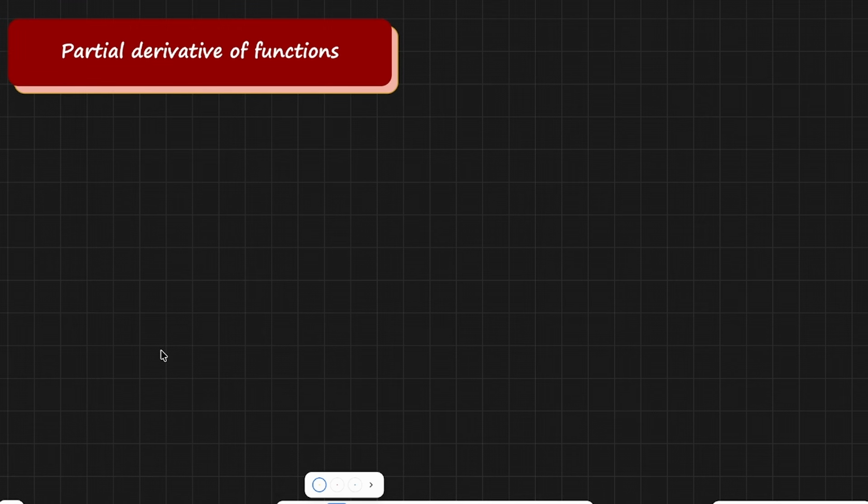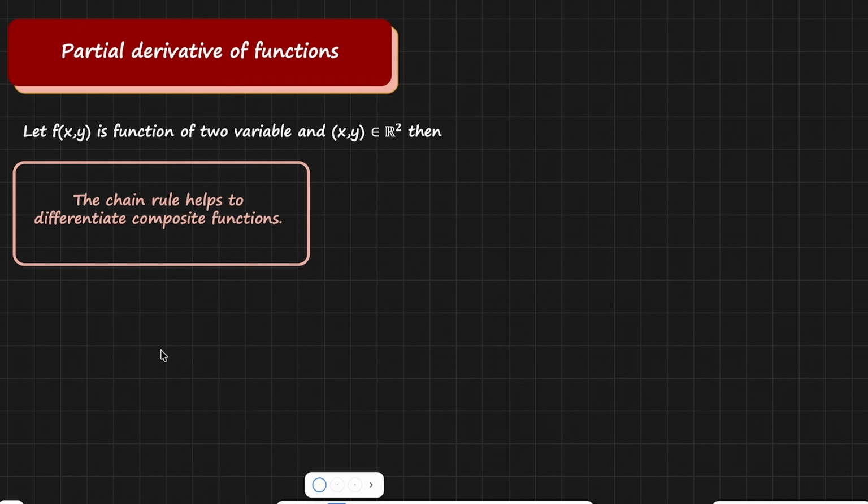Okay, now come to the partial derivative. This is something called the chain rule of the derivative. So for the partial derivative, here I will write using the chain rule. In this case, the chain rule helps to differentiate a composite function. What do you mean by a composite function?